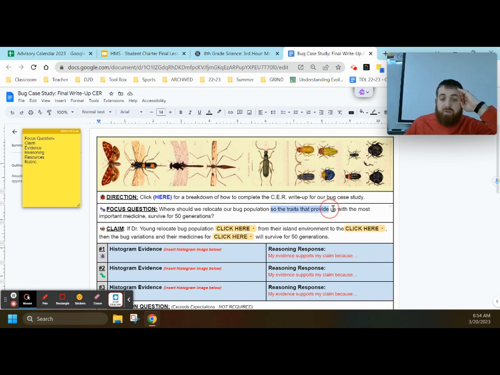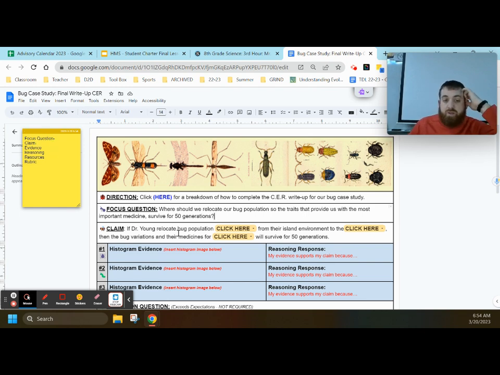So, the traits that provide us with the most important medicine. So, those are the traits, so the eyes, the legs, and so on that provide us with the medicine that would be for dementia, for blood cancer, and so on, survive for 50 generations. That's when we know Dr. Young and her team can return to the environment to check on the bug. So where should we relocate our bug population so the traits that provide us with the most important medicine survive for 50 generations? So below this, you're going to see the claim.